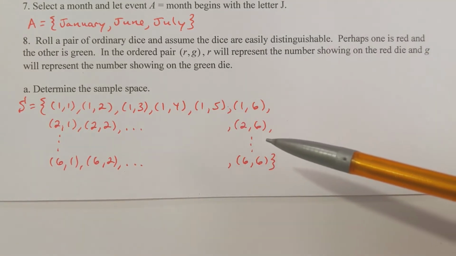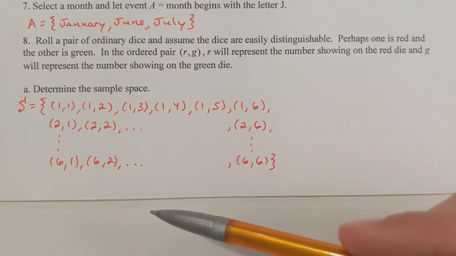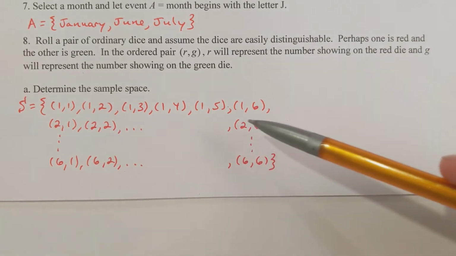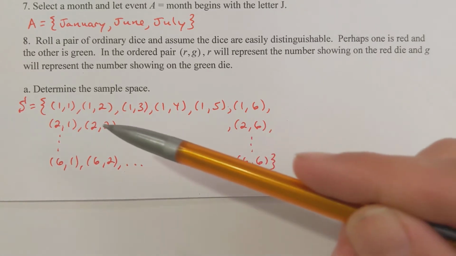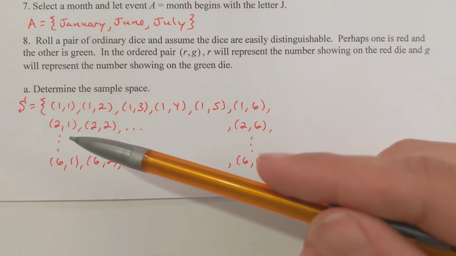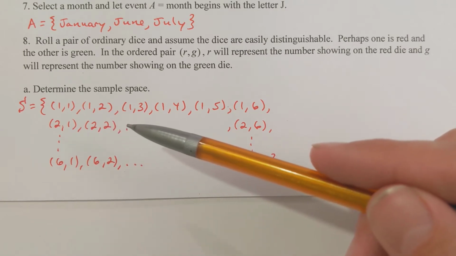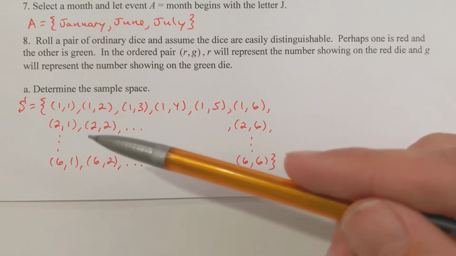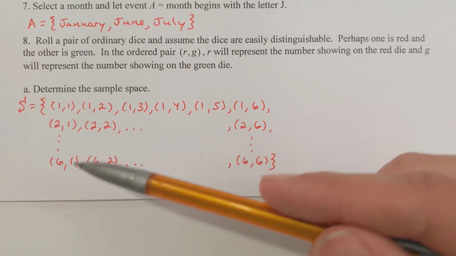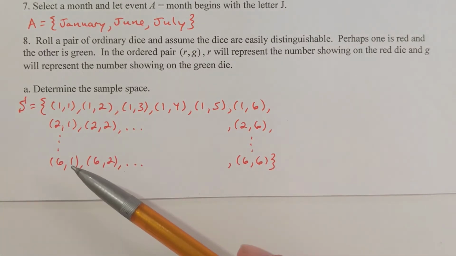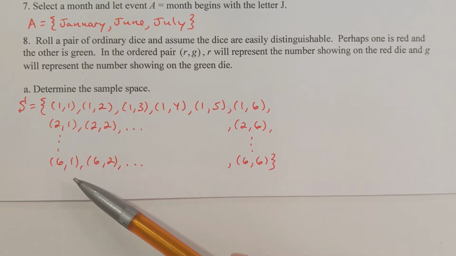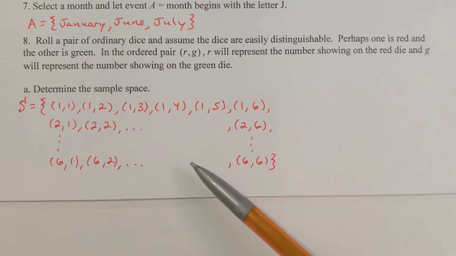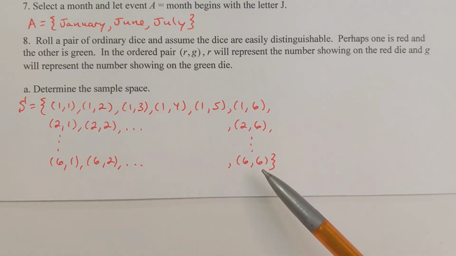And then list all the ways for when you see a 2 showing on the first die. So it'll be (2, 1), (2, 2), (2, 3), (2, 4), (2, 5), (2, 6). And then a 3 showing on the first die: (3, 1), (3, 2), (3, 3), (3, 4), (3, 5), (3, 6). And then a 4, a 5, and a 6 showing on the first die. If you see a 6 showing on the first die, you can roll a 1, 2, 3, 4, 5, or 6 on the second die.